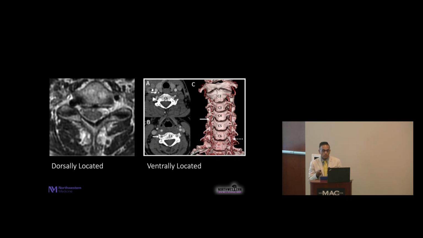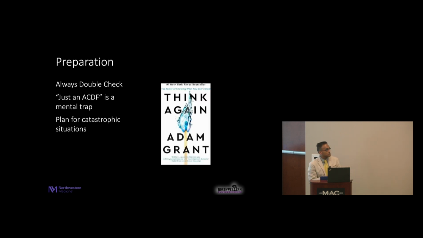So look. And again, I think with preparation, somebody mentioned earlier about double checking. We always double check the vertebral arteries. It's really easy to conceptualize and get this mental map of an ACDF as quote unquote just an ACDF, especially when we do a lot more complex procedures from a standpoint of instrumentation, exposure, and neurological decompression. And I think that's a mental trap that you've got to avoid. And the only way to do that is to actively be thinking about it.